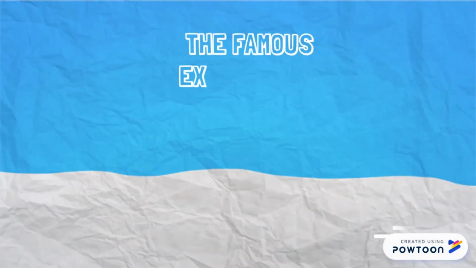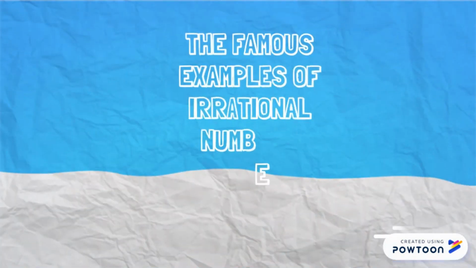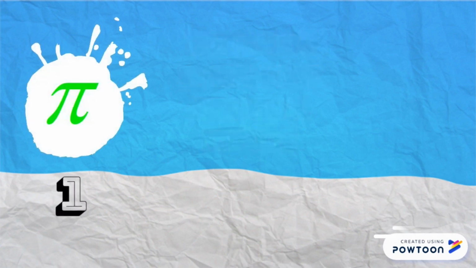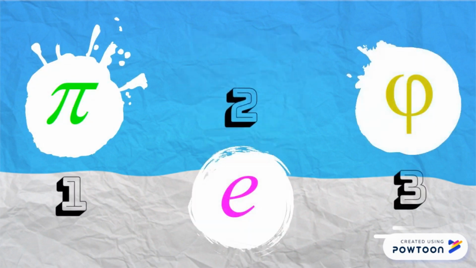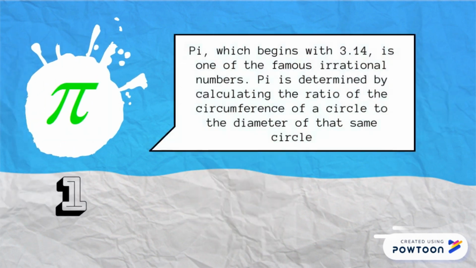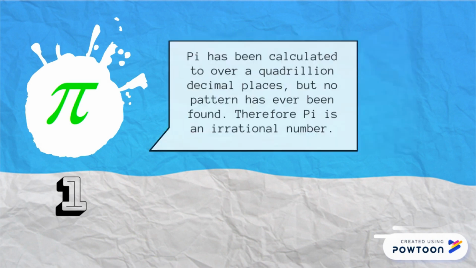There are other famous examples of irrational numbers, such as pi, Euler's number, and the golden ratio. Pi, which begins with 3.14, is one of the famous irrational numbers. Pi is determined by calculating the ratio of the circumference of a circle to the diameter of that same circle. Pi has been calculated to over a quadrillion decimal places, but no pattern has ever been found. Therefore, pi is an irrational number.